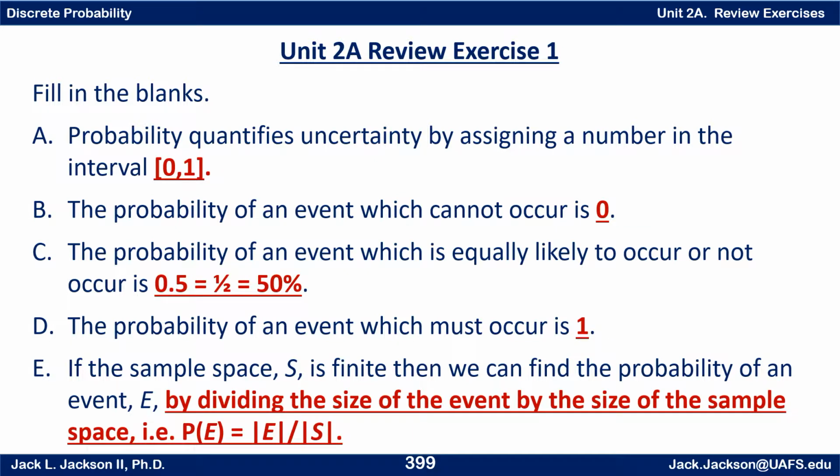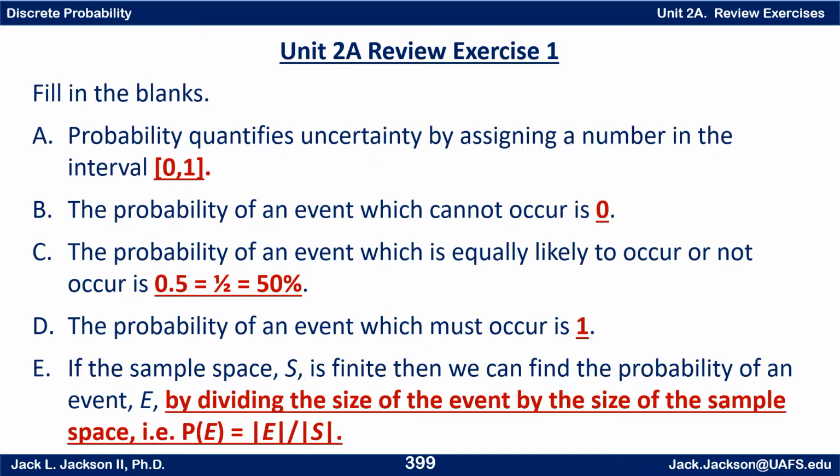Well, probability quantifies uncertainty by assigning a number in the interval 0 to 1 inclusive, which we can write this way, bracket 0, 1, bracket. The probability of an event which cannot occur is 0. The probability of an event which is equally likely to occur or not occur is 0.5, which equals 1/2, which equals 50%. So any of those 3 forms would have been a correct answer.